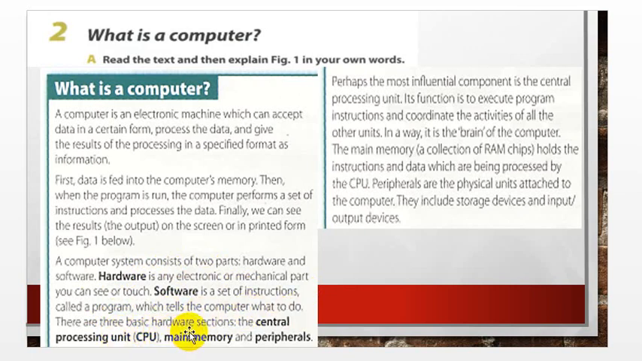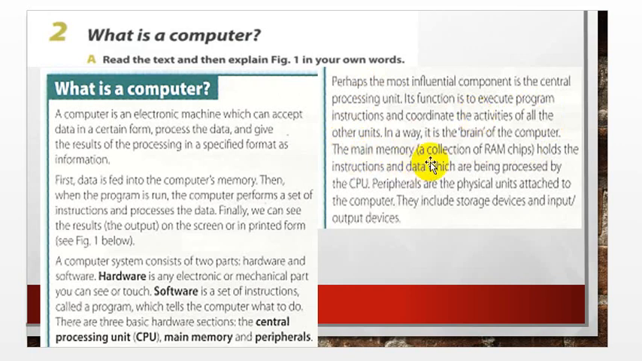There are 3 basic hardware sections. The first, the central processing unit, CPU, the second main memory, and the third peripherals. Perhaps the most influential component is the central processing unit. Its function is to execute program instructions and coordinate the activity of all other units. In a way, it is the brain of the computer. The central processing unit is also called the brain of your computer.